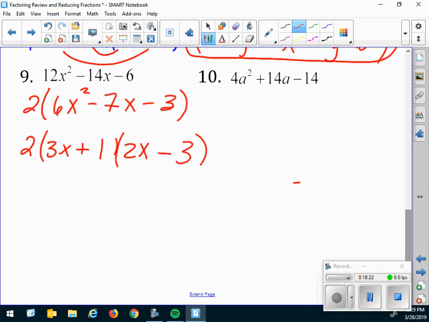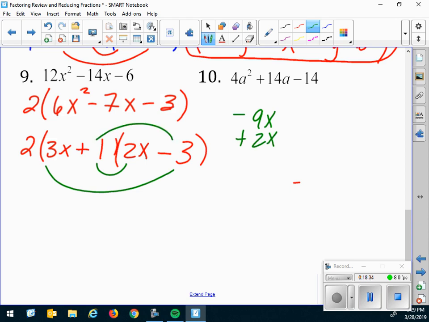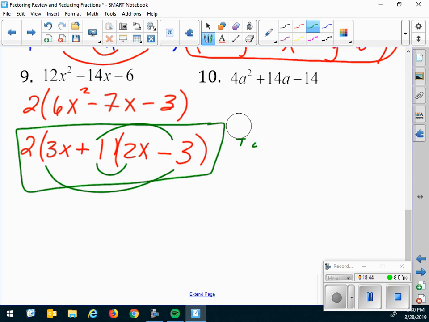Let's see, does this work? Hey, it works. But does this work? Yeah. Sure does. I'm going to say well done.